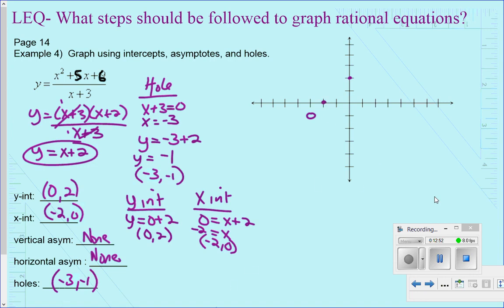Okay, now we have our points, so we're going to go ahead and graph by connecting them. When you draw the line here, just be sure not to go through the point. Make it obviously a hole. And then I'm just going to label the important points. Important points would be the holes and the intercepts. So -3, -1, -2, 0, and 0, 2. Okay, and that's our graph. That's our rational function. Okay, next.